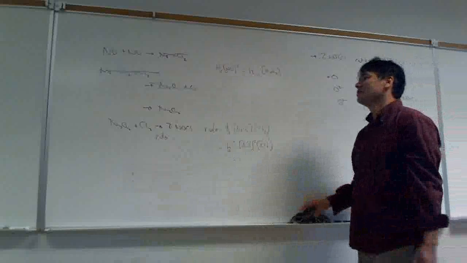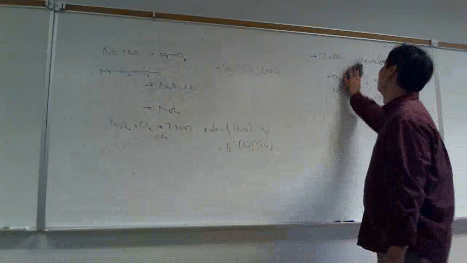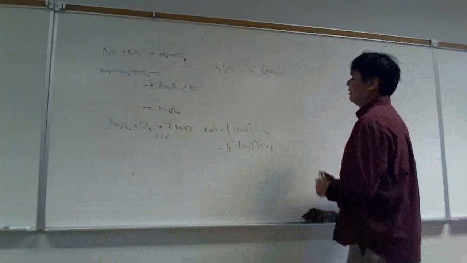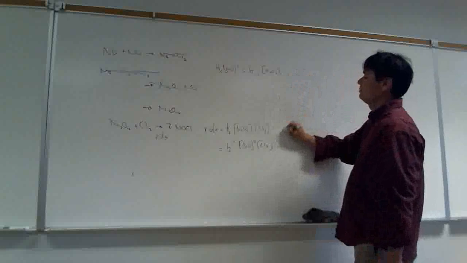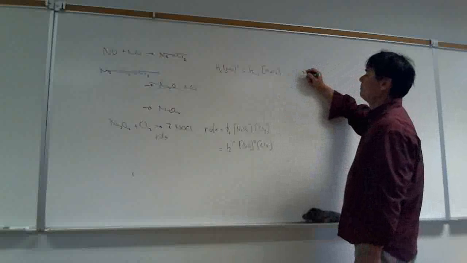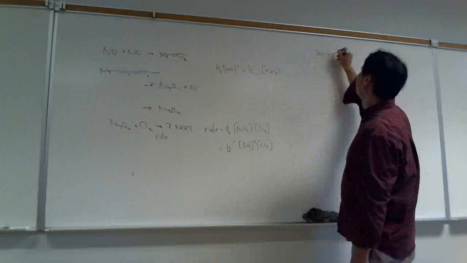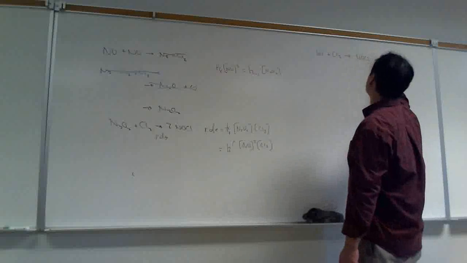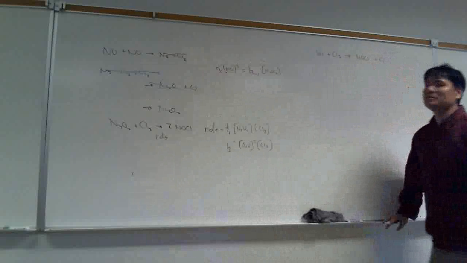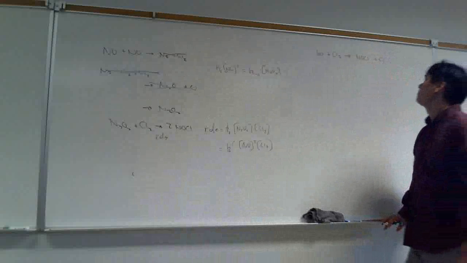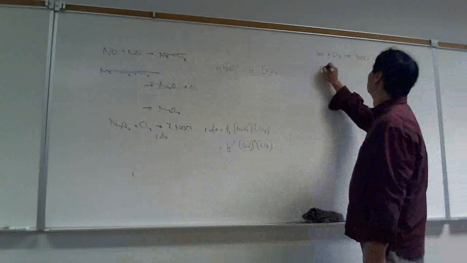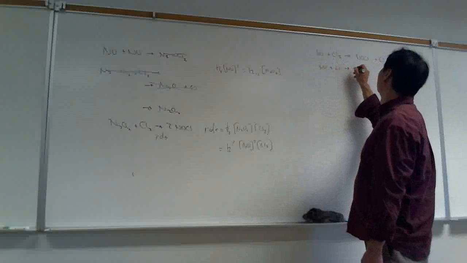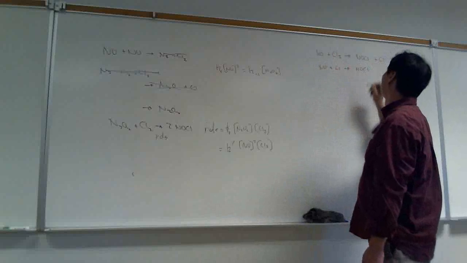Arthur, what did you get? You got NO plus Cl2 yields NOCl plus Cl. Okay, let's try that. This looks good, this checks out. So NO plus Cl2 yields NOCl plus Cl. That seems reasonable as well. And then the second step is NO plus Cl yields NOCl.